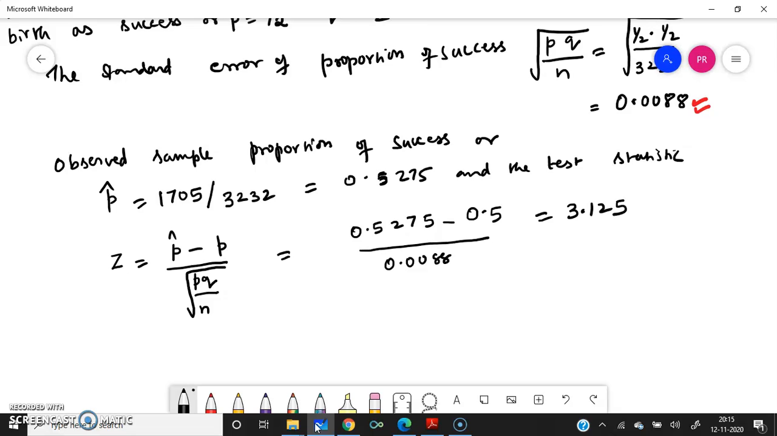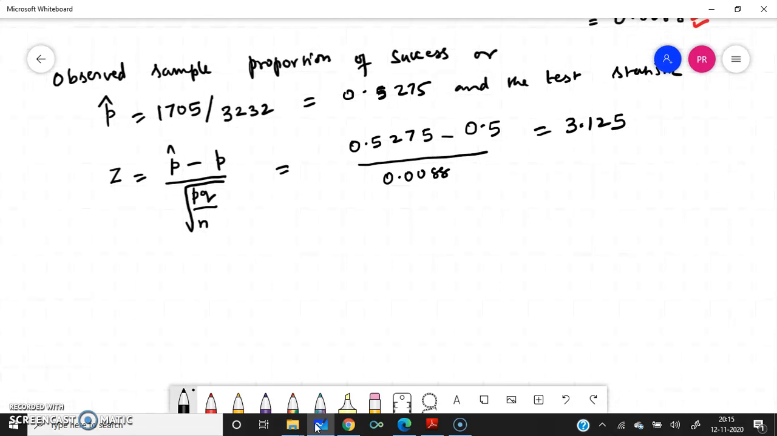This has to be compared with the table value, that is the rejection region. It is greater than 1.96 because we have taken 5%. The question given here is at the 5% level. Instead of seeing the table now, we can easily remember this, that is 1.96. So the calculated value is greater than the table value.